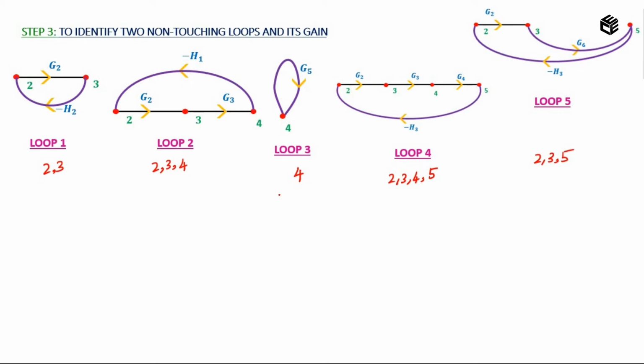So I need to check whether there is any non-touching loop, 2 non-touching loop, correct. So I am comparing 1 and 2, I have a common node. I am comparing 1 and 3, I don't have a common node.